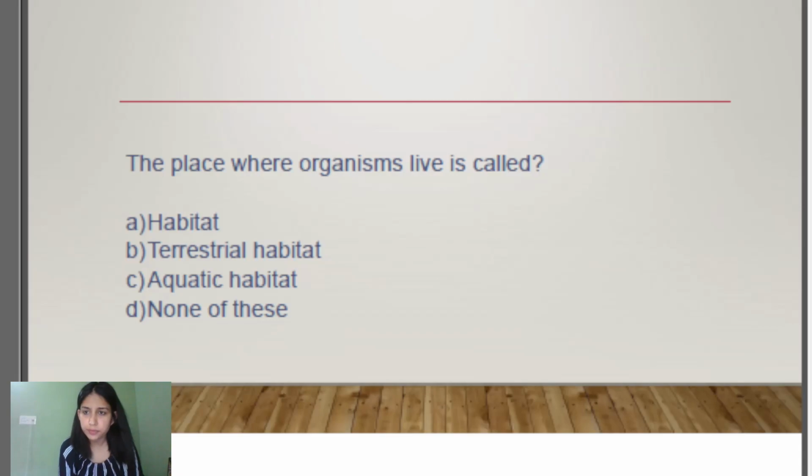You have done good. The next question you'll have to answer is: the place where organisms live is called as habitat, terrestrial habitat, aquatic habitat, or none of the above. Which should be the answer according to you? It should be A, B, C, or D. I'll give you a few more seconds to answer this question.